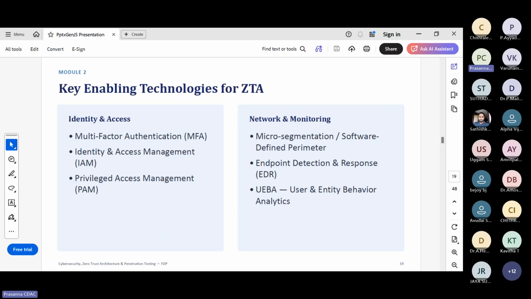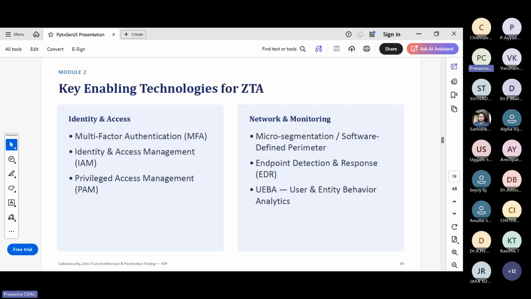So if you want to move towards a zero trust architecture, these are the tools or solutions which you need to have in place. That is identity access, multi-factor authentication, IAM and PAM. And on this side, you have to have micro segmentation in place. That is, your network will be in different chunks. That is taken care of by the network team, because they know there is a concept called VLAN that they will try to implement.